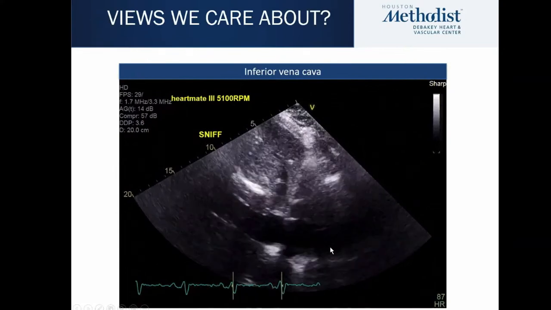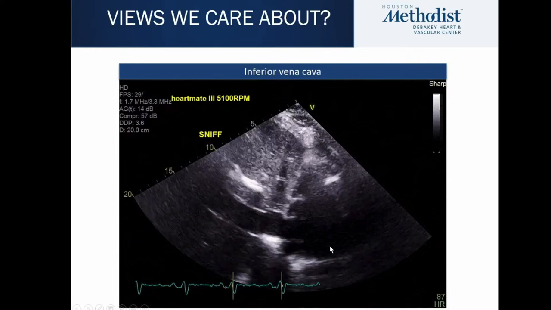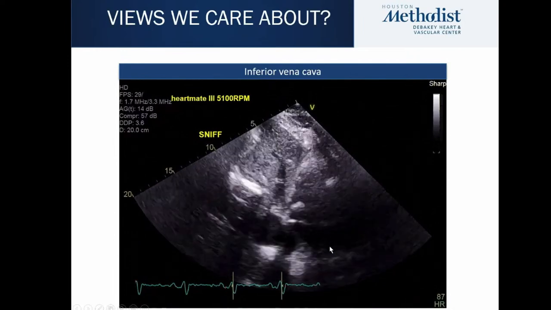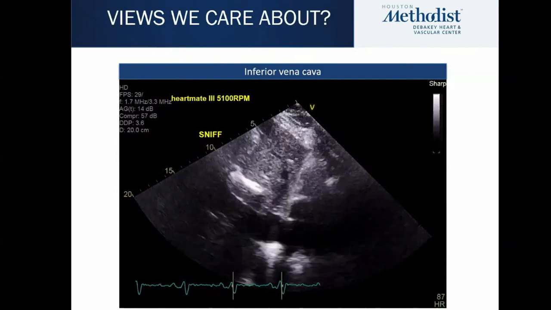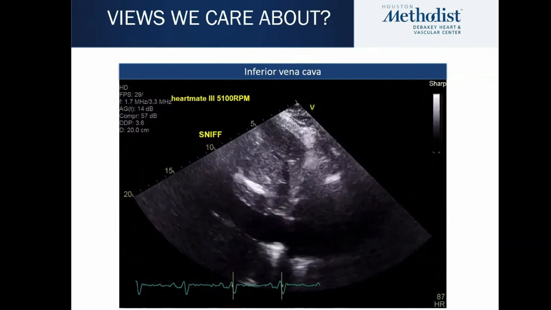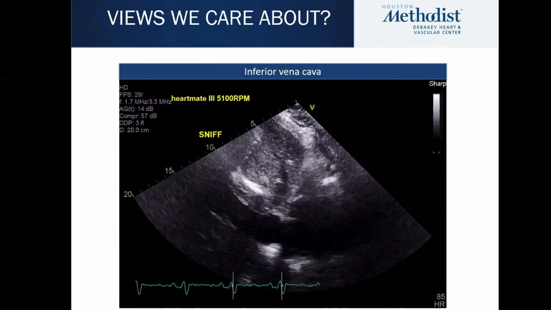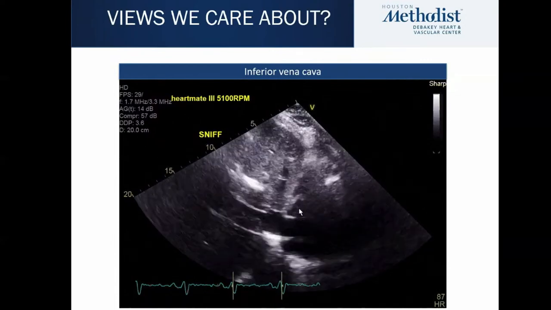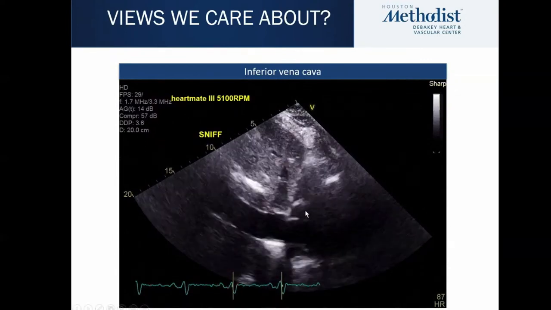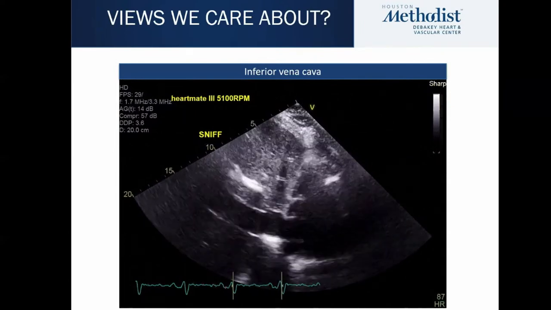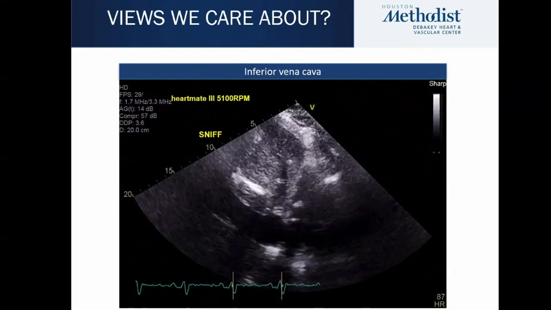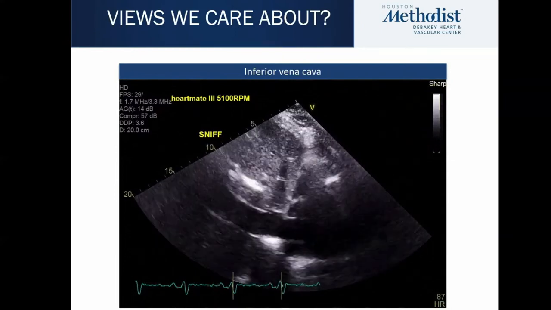The other thing I really want to see when you're doing 2D images is basically the inferior vena cava. In clinical practice, what we've learned is that the JVP in patients with LVAD may be elevated and may not necessarily mean that they are volume overloaded. But for me, the IVC, how big it is and what it does with the sniff, is very important to make a clinical judgment. And a lot of times I do change my clinical decision to give them diuretics or not, or going up or down on the speed based on what I'm seeing in the IVC.